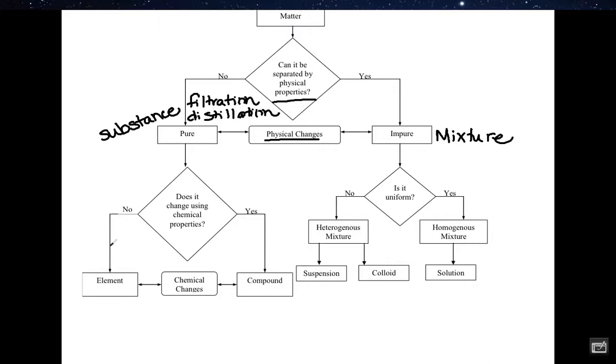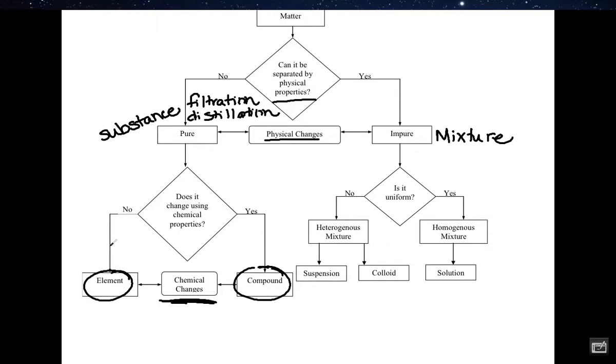Now, on the substance side, does it change using chemical properties? In other words, do I react it with something? Can I burn it? If it doesn't change when I do that, then it's an element. If it does change, then it's a compound, and I switch between the two using chemical changes.